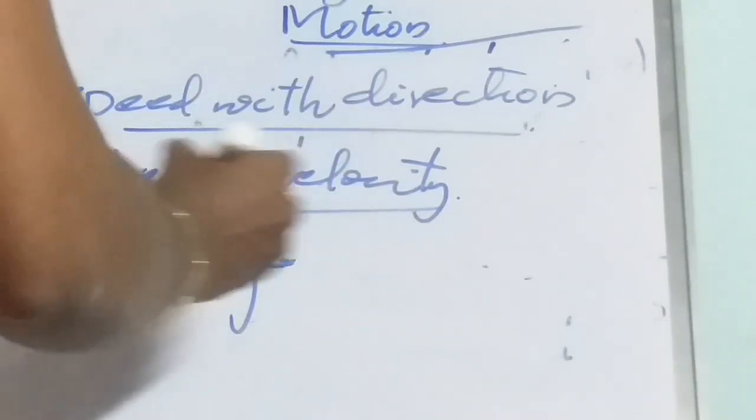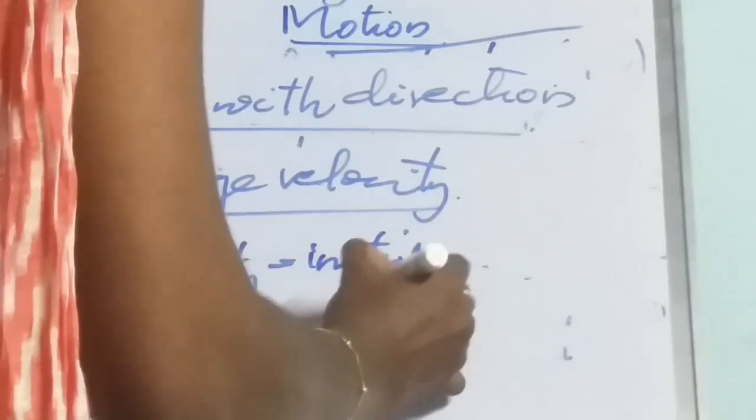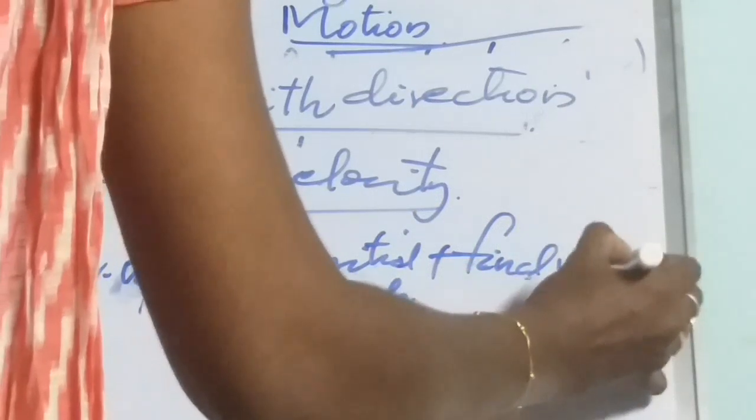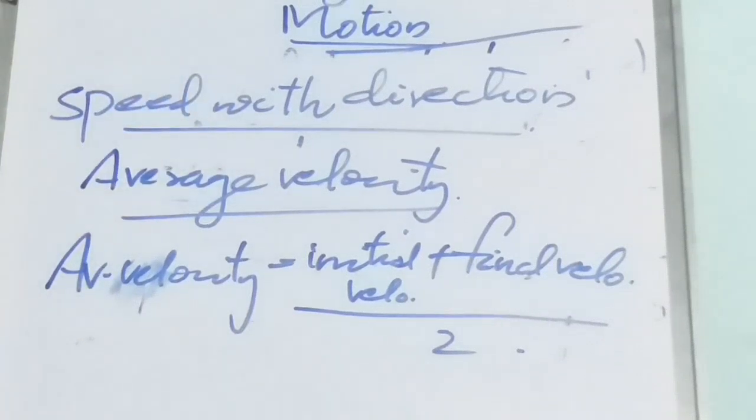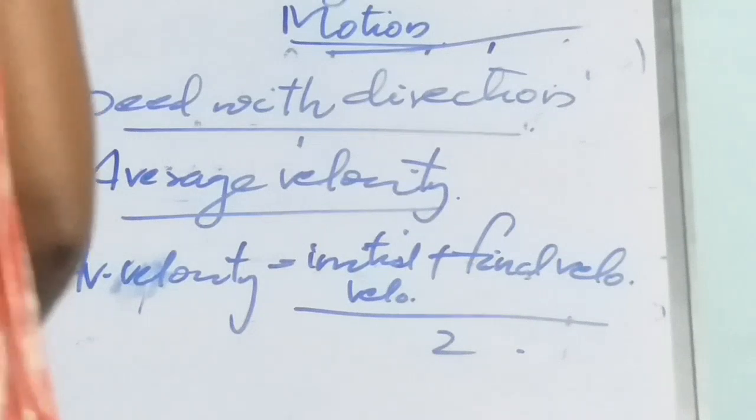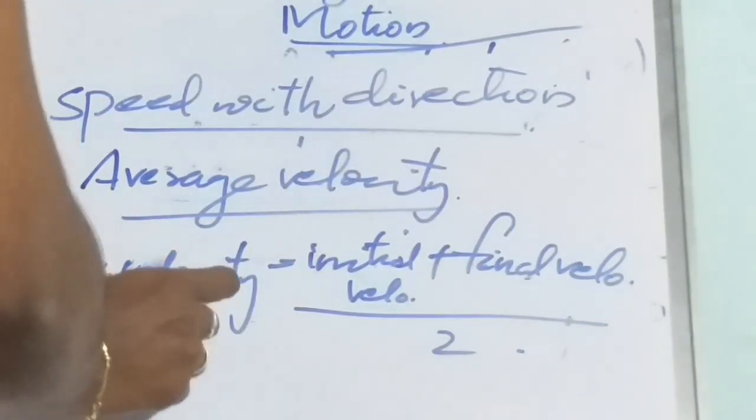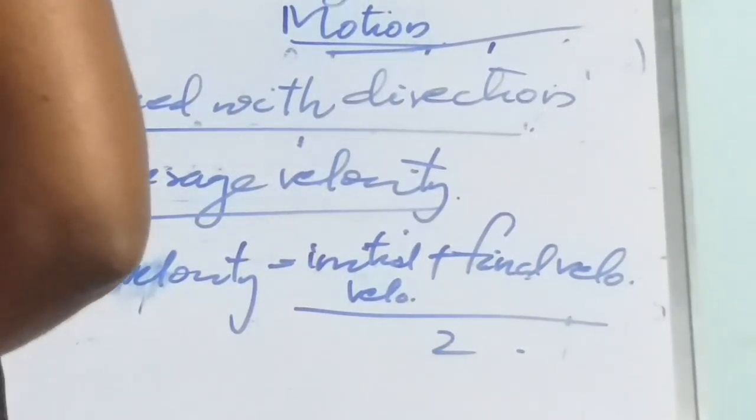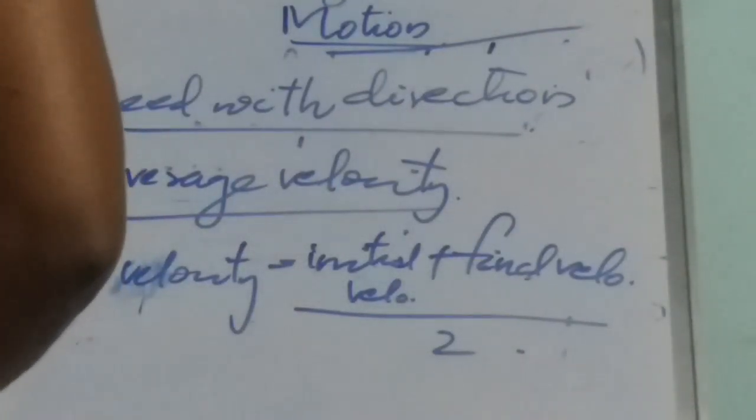So average velocity is equal to initial velocity plus final velocity divided by 2. This is the way for calculating the average velocity. Average velocity is given by the arithmetic mean of initial velocity and final velocity. That is, average velocity is equal to initial velocity plus final velocity divided by 2.